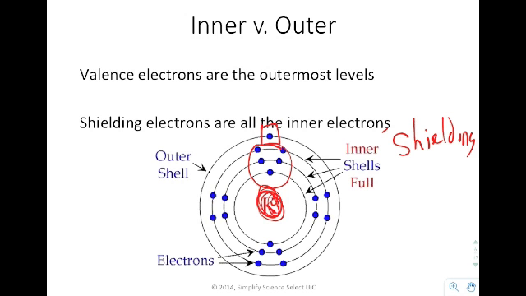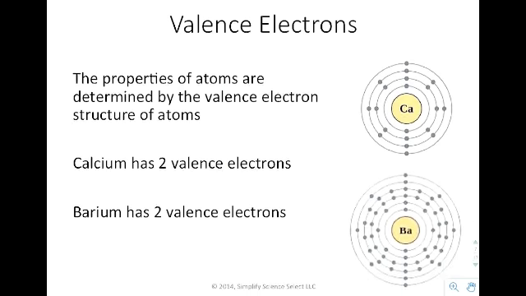The valence electrons are the ones on the outermost level. So this drawing has one valence electron because it only has one electron in the valence shell. The properties of atoms are determined by the valence electron structure. Calcium has 2 valence electrons and barium has 2 valence electrons. They've got all these other electrons, but what it comes down to is you have 2 electrons in the valence shell and you have 2 electrons in the valence shell. What that means is that calcium and barium are very similar in how they react. Because their valence structure is the same, they tend to react the same to form new compounds.